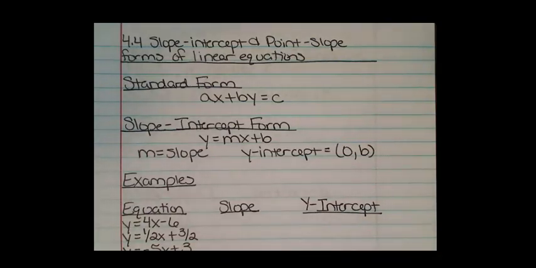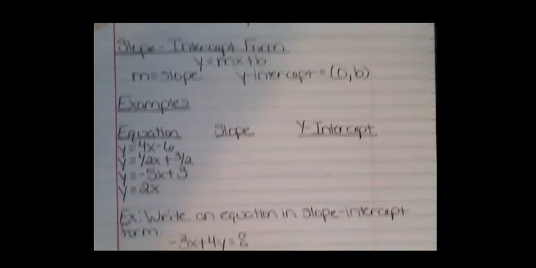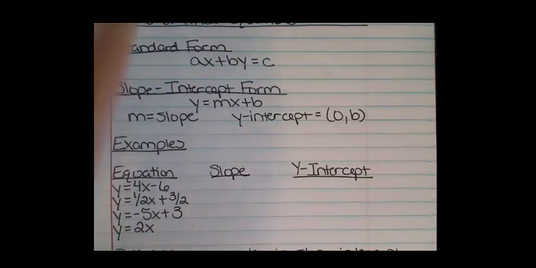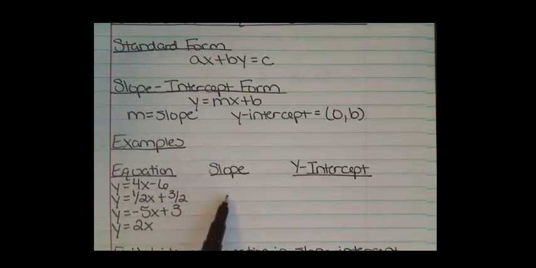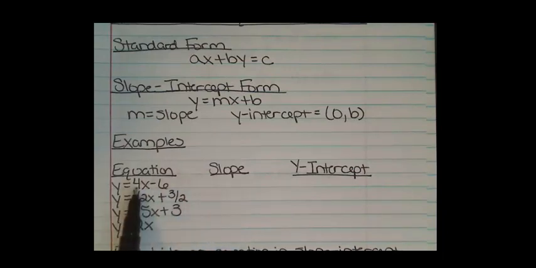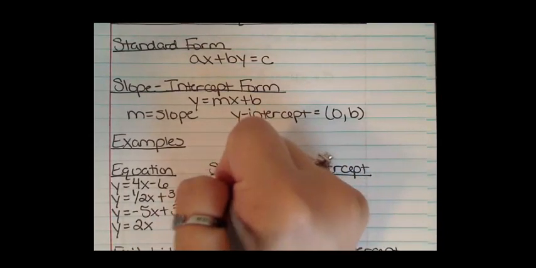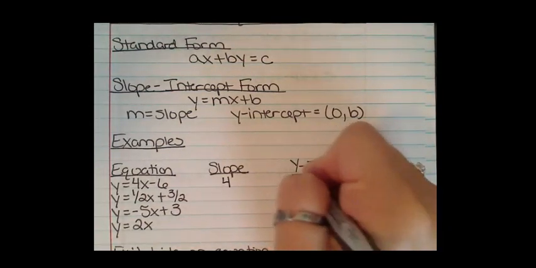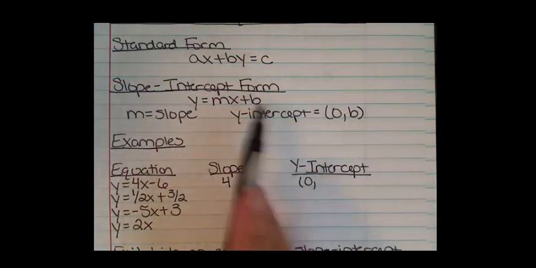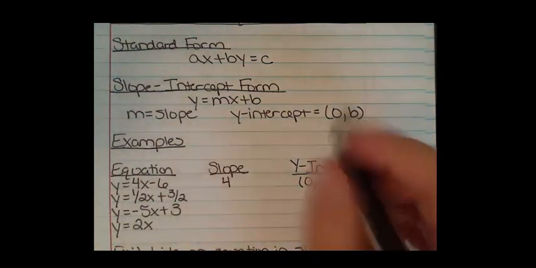You may just not have known it was called the slope-intercept form. So let's do a few examples. I have some equations, and I want to find the slope and then the y-intercept of each. These are all already written in the y equals mx plus b form. For the first one, we have y equals 4x minus 6. My slope is my m, so my slope is 4. Then my y-intercept would be (0, b), and my b in this case is minus 6.